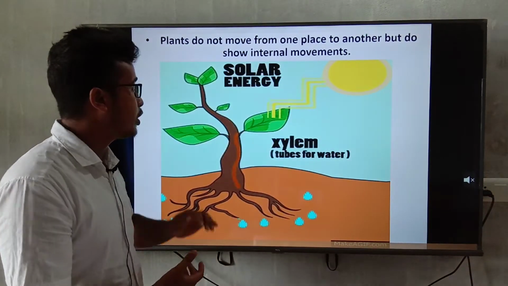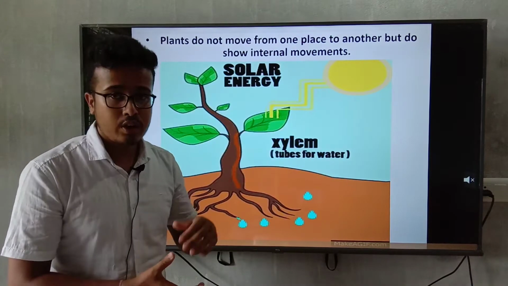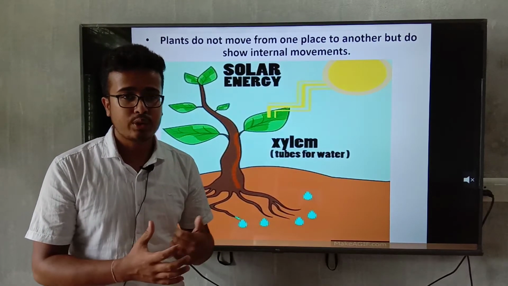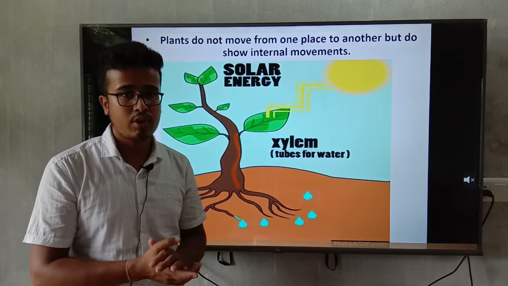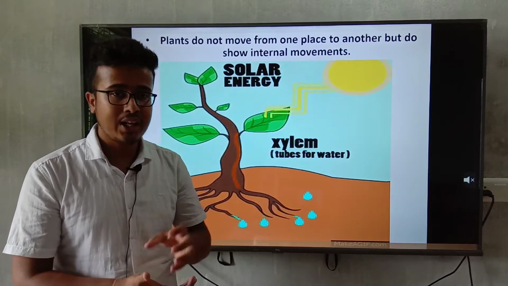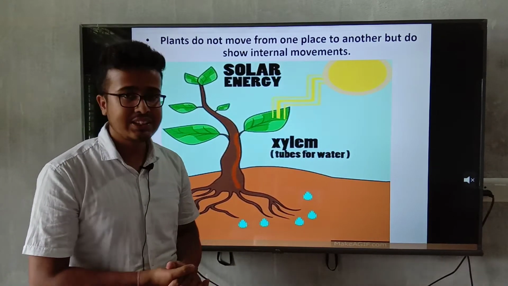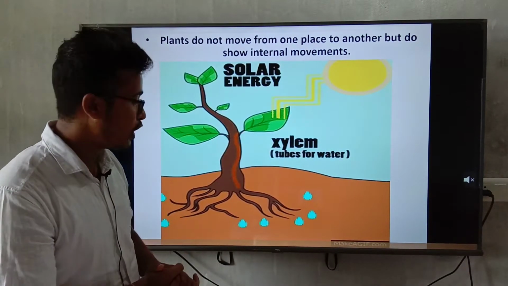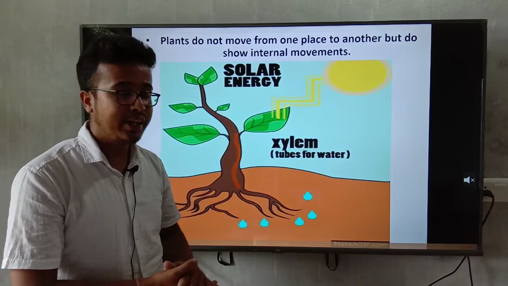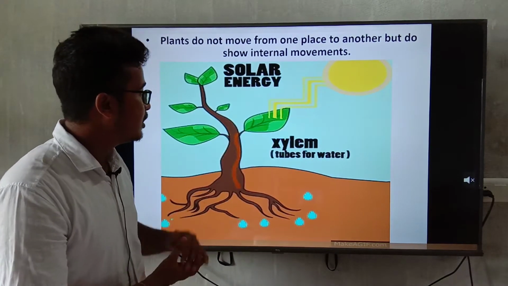Now here plants do not move from one place to another, but they do have internal movement, like photosynthesis. We have learned that photosynthesis means the plant makes food in leaves with the help of sunlight, air and water. Then that food is distributed all over the parts of the plant. You can see this picture: with the help of sun, water and air, this plant makes food in leaves, and after making food, it is distributed all over the plant body. So plants show internal movement.